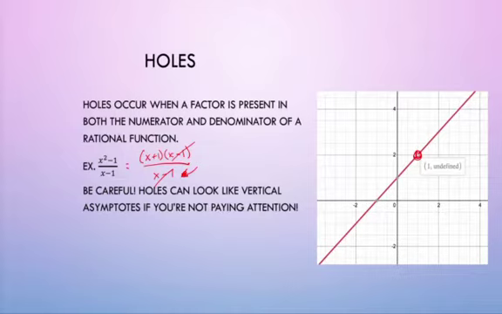So be careful. Holes can look like vertical asymptotes if you're not paying attention, because vertical asymptotes also occur where the denominator is 0. But with vertical asymptotes, you don't have the factor that cancels out. With holes, you do. So always make sure to factor the numerator and see if anything cancels out before you start looking for your vertical asymptotes.